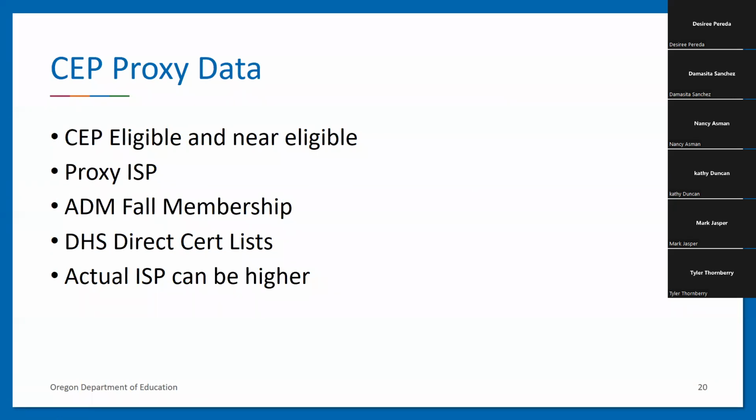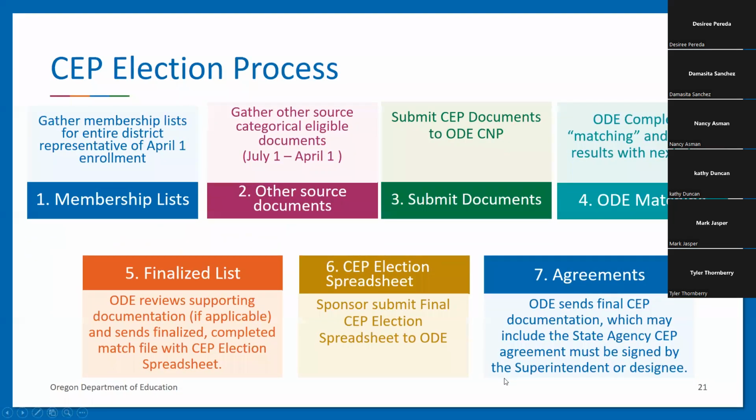And now we'll move on to the CEP election process. To use community eligibility provision, the identified student percentage must be approved by Oregon Department of Education. The election workbook and supporting primary documentation are used to develop the ISP for each school and their approval. This slide shows the steps to submitting the election workbook.